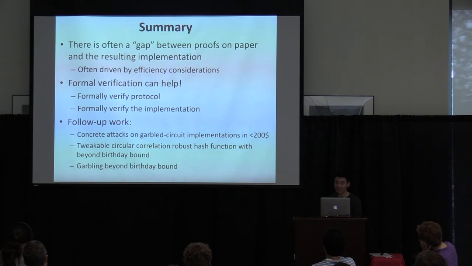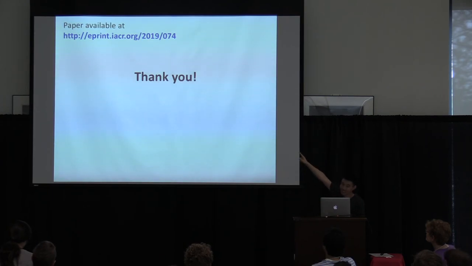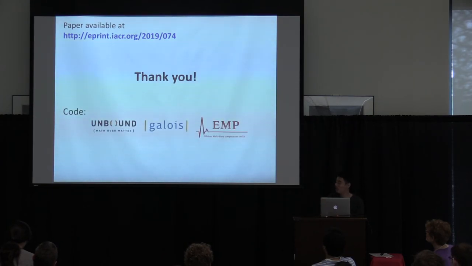And inspired by this attack, we constructed tweakable circular correlation robust hash functions with security beyond the birthday bound, which is much better. Combining them, we get garbling schemes beyond the birthday bound. So stay tuned for this paper. Finally, the paper is available at that link. In terms of code, it's already implemented in the unbounded attack repo, in the OT extension library that Alex mentioned yesterday, and in EMP. And thanks to Sam, Alex, and myself.